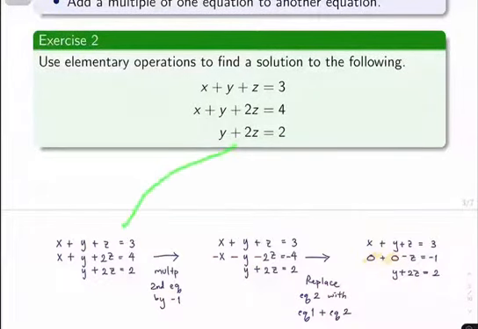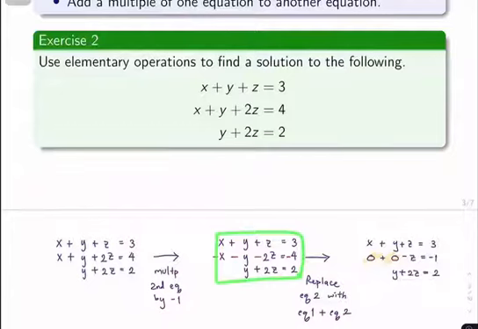I have just copied the original system, and now I'm going to apply the operation of multiplying the second equation by -1. So I multiply both sides by -1, and that gives me this equation. So this is a system of linear equations which is equivalent to my original.